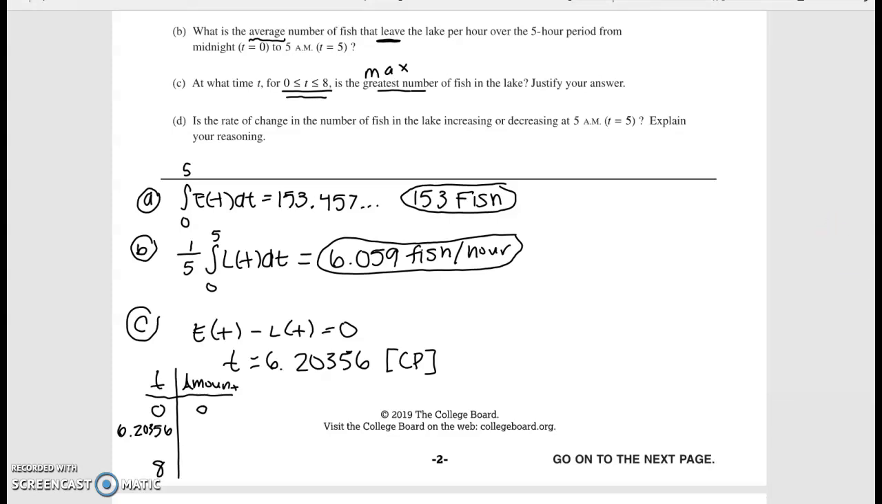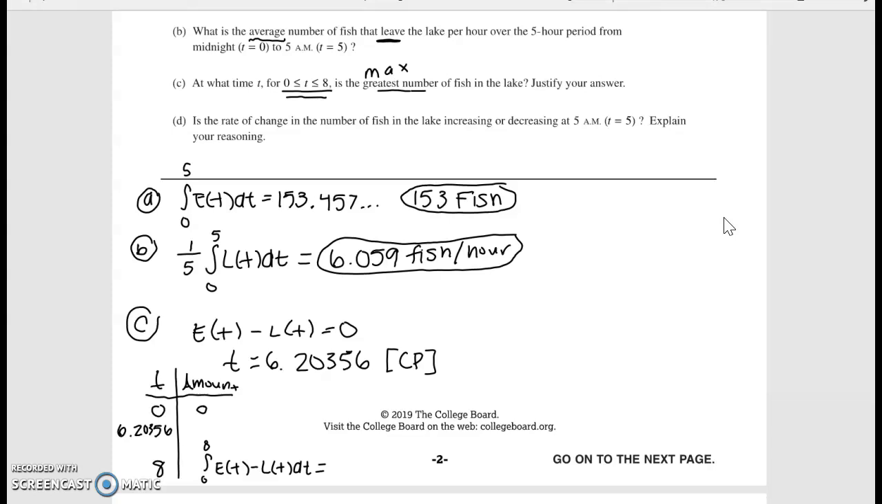Or you could just integrate from 0 to 0, and there's no fish in the lake at any time by the properties of integrals. So at time 8, to find out how many fish are in the lake at time 8, we are going to set up this integral. We're going to see what happens from 0 to 8, entering minus leaving in our calculator.